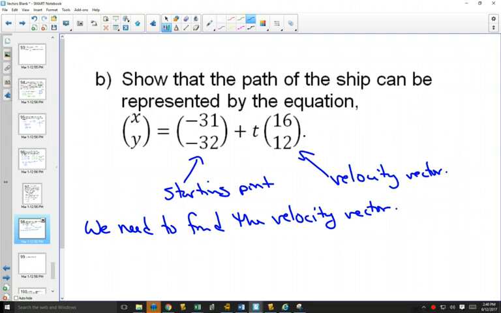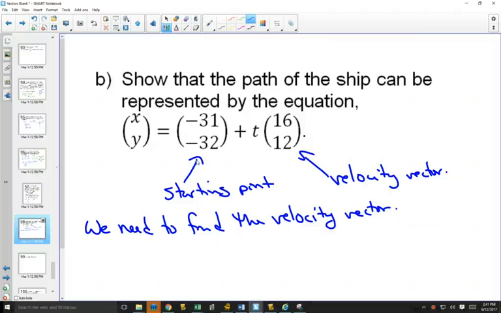And the number one mistake made by students in questions like this, where they want you to show something, is that the answer's right there, and you're so tempted to use it to show that it works. That is the problem, because you're using your answer to show your answer, and it's sort of circular as far as the argument goes. So we need to show that our velocity vector is 16, 12, and we need to use the information that we're given, not the answer that we have, to show that.